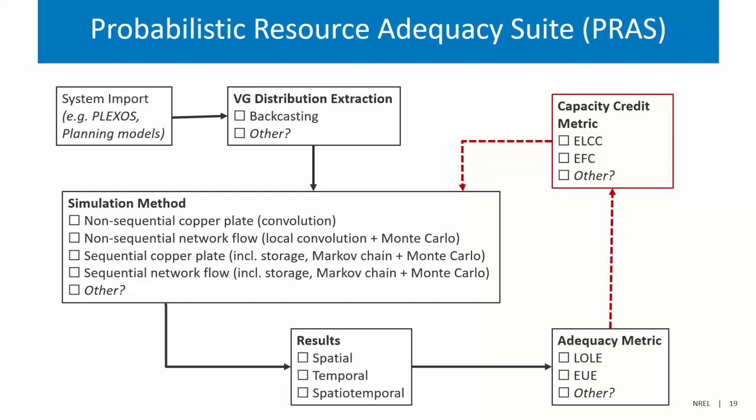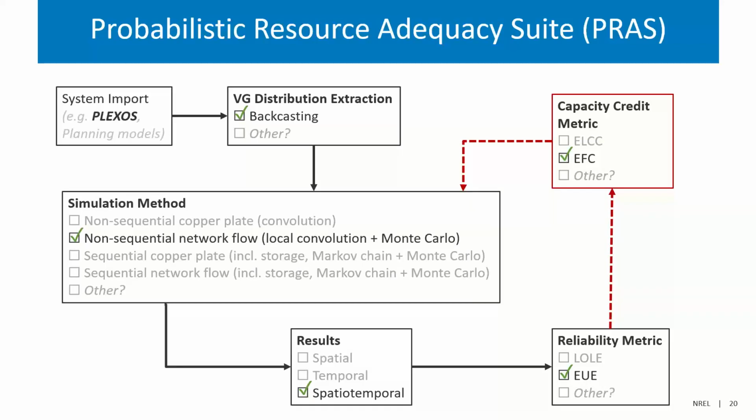Then you can express your results in terms of spatial or temporal, or both spatial temporal. And then you can pick the adequacy metric that you would prefer, whether it's LOLE, UE, or NUE. And then if you also want to take it a step further and calculate capacity credit, you also have the option of picking that.